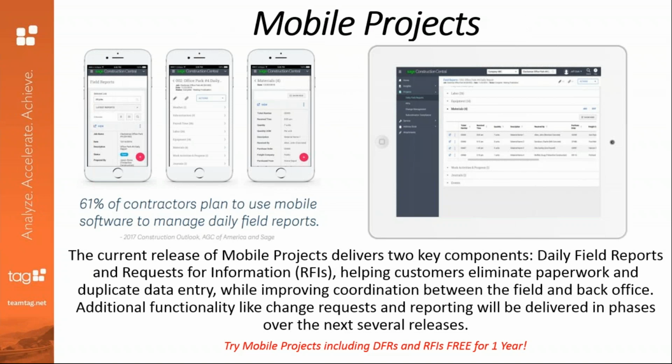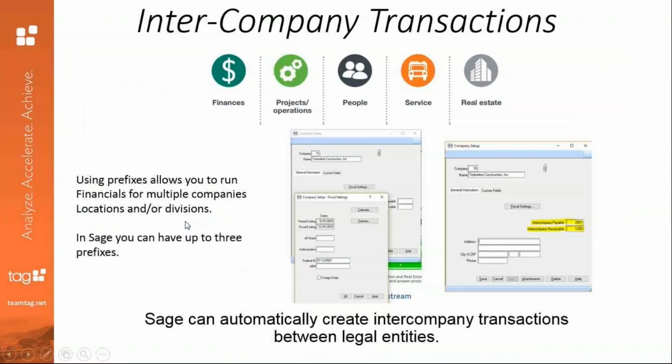And mobility within Sage 300 CRE has been quite a push in recent years. And now with mobile projects, you have the capability to capture daily field reports and give field teams access to RFIs. The best part about this application is that you receive a free license for 1 year if you own a project management license.